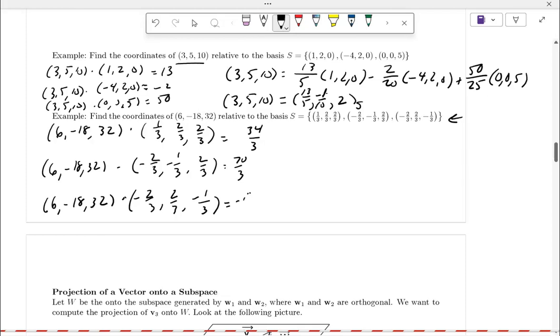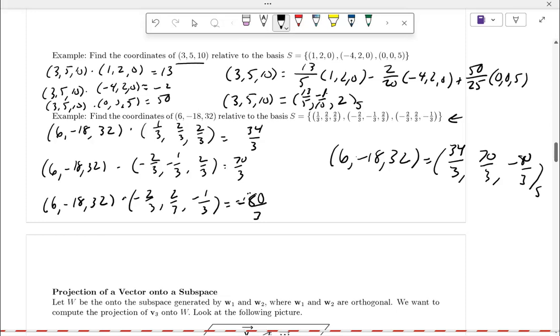It's skipping on me. Let's use the other one. All right. So then your coordinates of that vector with respect to the basis that we had was 34 over 3, 70 over 3, negative 80 over 3. Again, since it's orthonormal, we don't need to divide by anything, right? We just have to do the inner product.